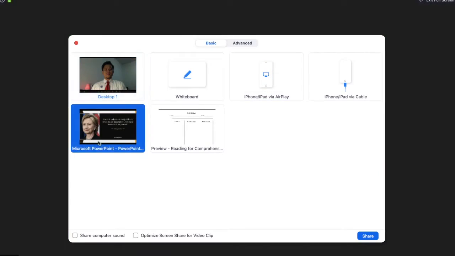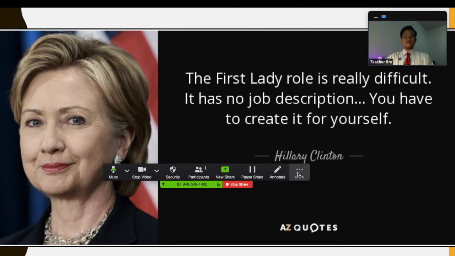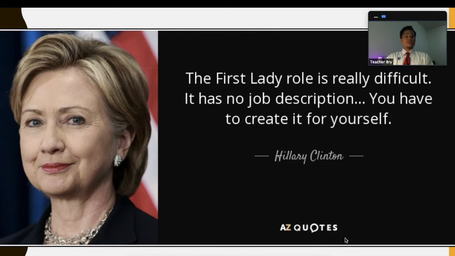Without further ado, let's get started. All right. So, do you know who this woman in the picture is? I'm sure you do because it's written here. It's Hillary Clinton. So, do you know who Hillary Clinton is? Some of you knew it. She is the wife of the former president of the United States of America. So, former president meaning he was the president a long time ago and he is no longer the president right now. So let's read her quote here.